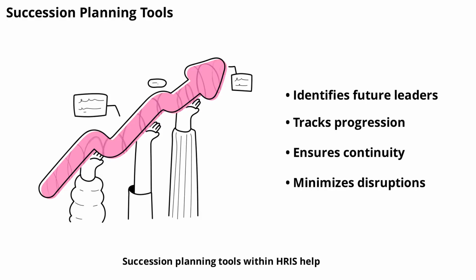Succession planning tools within HRIS help organizations prepare for future leadership needs. These features identify high-potential employees, track career progression, and create development plans. By proactively planning for key role transitions, organizations can minimize disruptions and ensure business continuity. Succession planning is a strategic aspect of resource planning, ensuring that talent pipelines are robust and ready for future challenges.